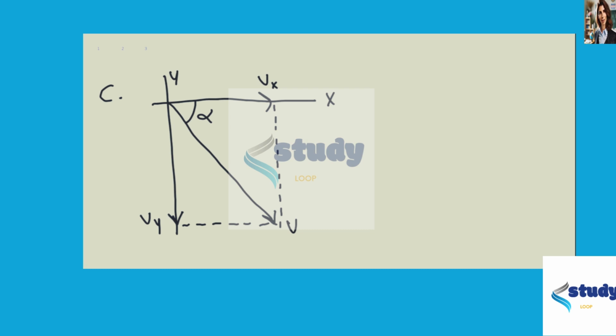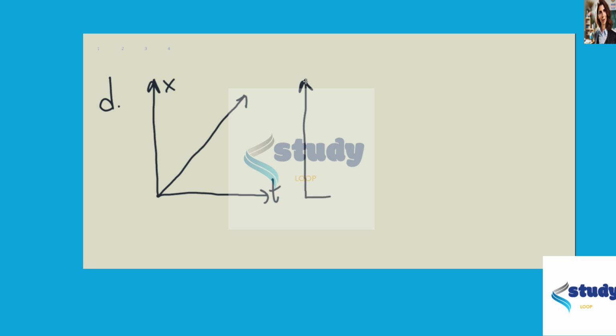And then for part D, we can sketch the graphs. Our x versus t would be linear, steadily increasing linearly. For our y versus t, this would be parabolic going down. So that would be our sketch.